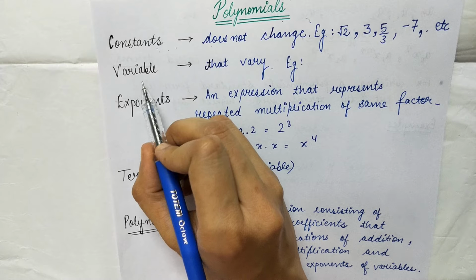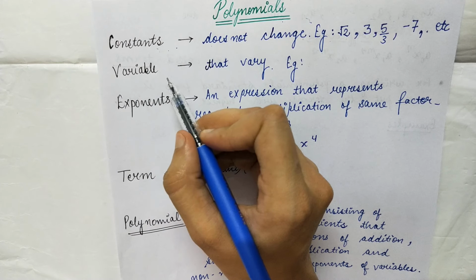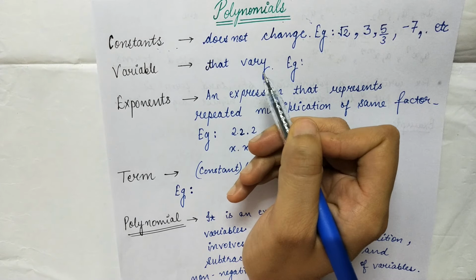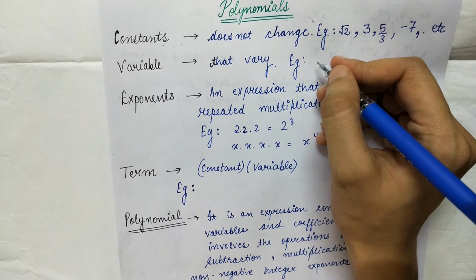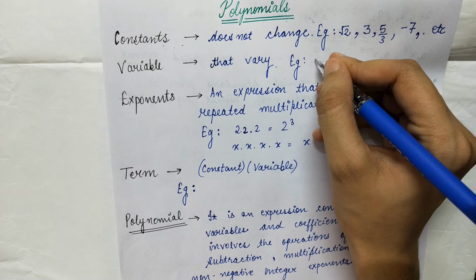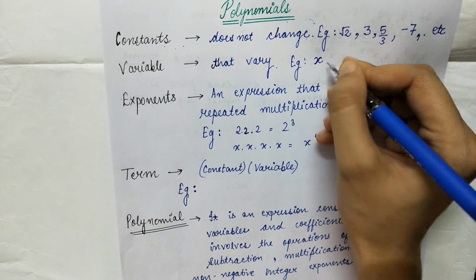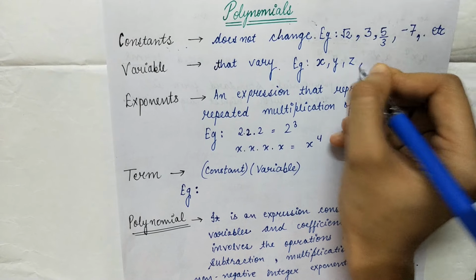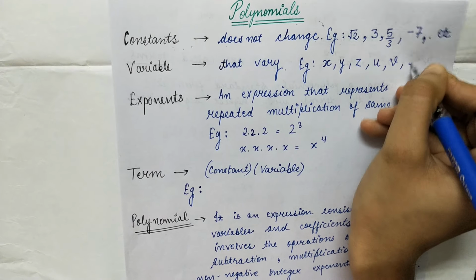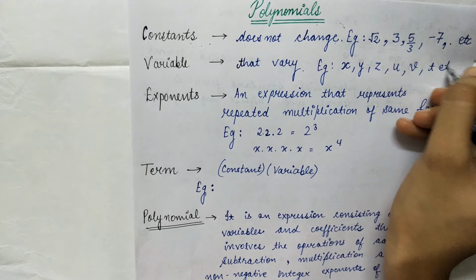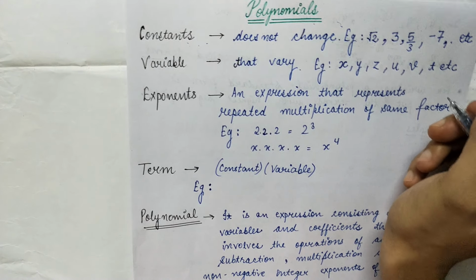Now we move on to variables. Variables, as the name suggests, may vary. Example, in variables we use some of the alphabets like x, y, z, u, v, t, etc. We use these letters as variables.